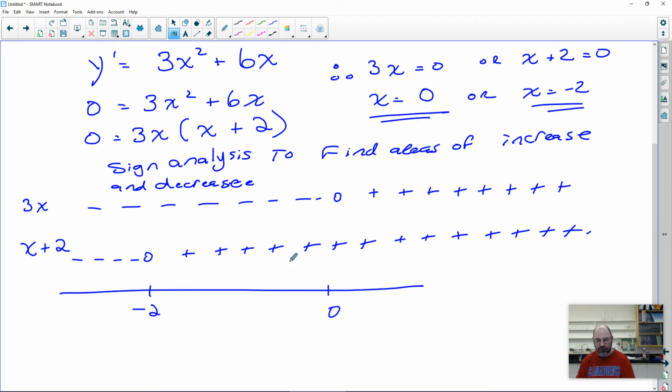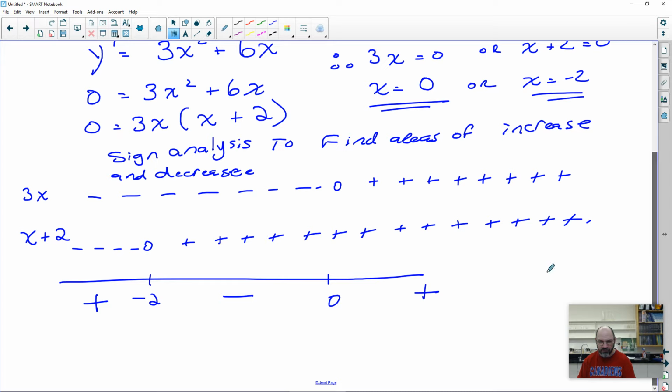Okay, so now we've done our sign analysis. So now the actual equation is this times this. Remember, the derivative represents slope. So where is the slope positive? Where is the slope negative? So we have to multiply the signs together. A negative times a negative is a positive from negative infinity to negative 2, pardon me. A negative times a positive is negative. A positive times a positive is a positive. So now we have our slope analysis.